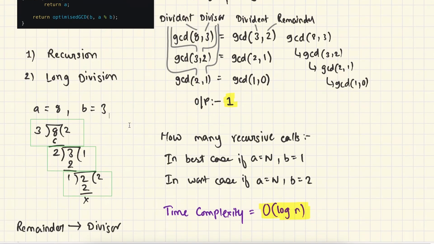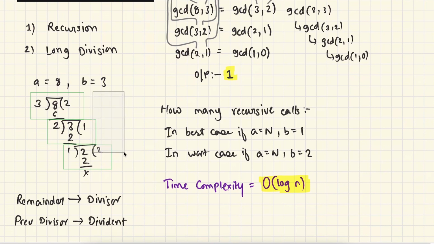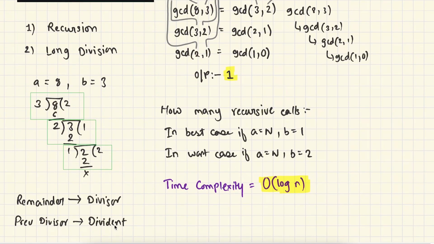One more thing to notice here is that in this recursive call, the remainder becomes the divisor and our previous divisor becomes the dividend. So here, right now the divisor is 3 and the dividend is 8.